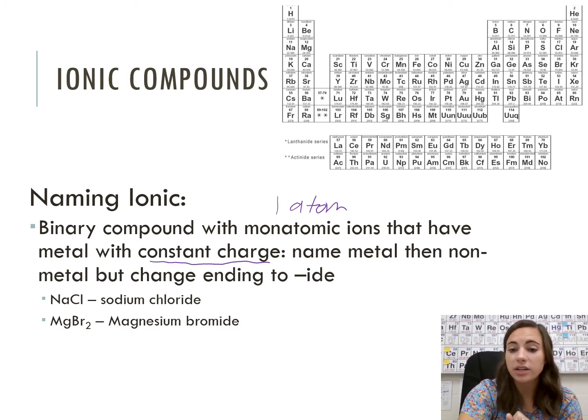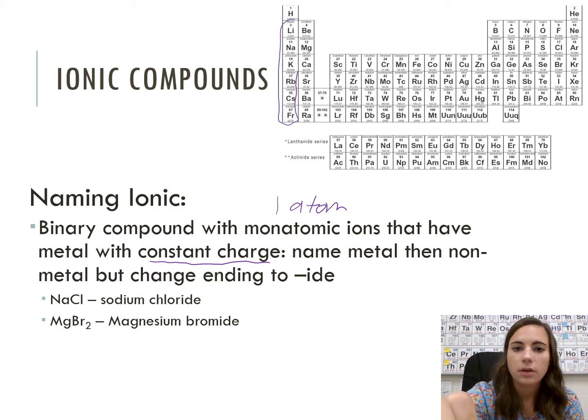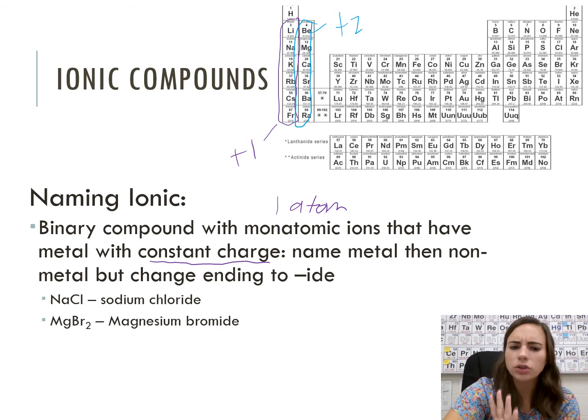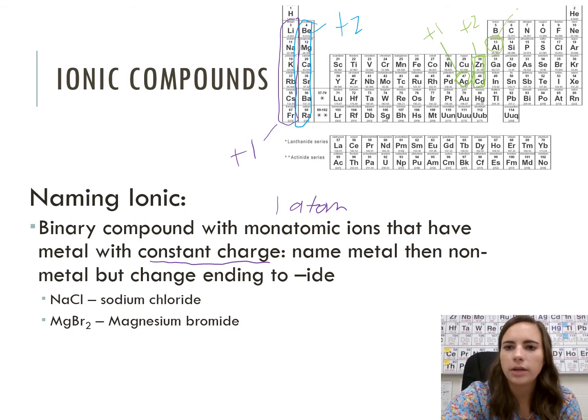So we have certain metals whose charge never changes. They always have the same charge when they form ionic compounds or when they form ions. Group 1, which is always +1. We have group 2, which is always +2. And then we have 4 transition metals whose charges never change. We have silver, which is always +1. Then we have zinc and cadmium, which are always +2. And then we have aluminum, which is always +3.